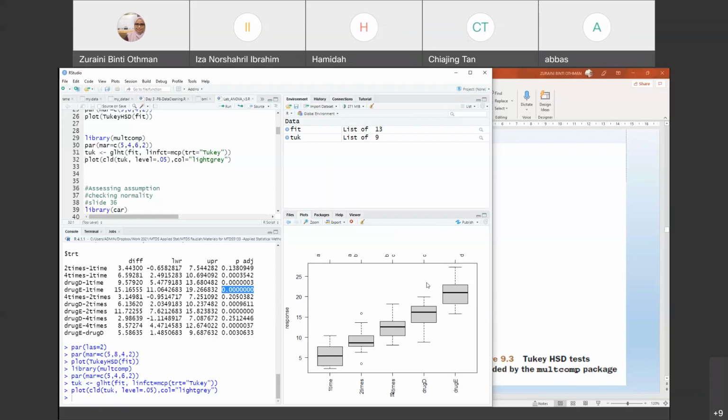Maybe if you have only one dataset, you only have this kind of graph. You don't have this other kind of graph, but you know this is the factor that you want to measure. So we want to know the interaction between one time with drug E, one time with two times, one time with four times. You can look at these letters. If they share the same letter, then it is not significant.